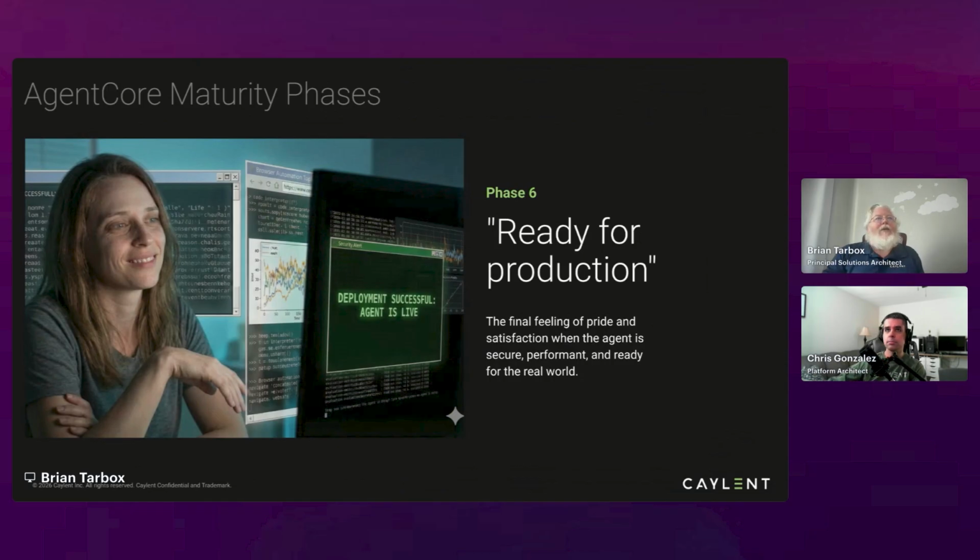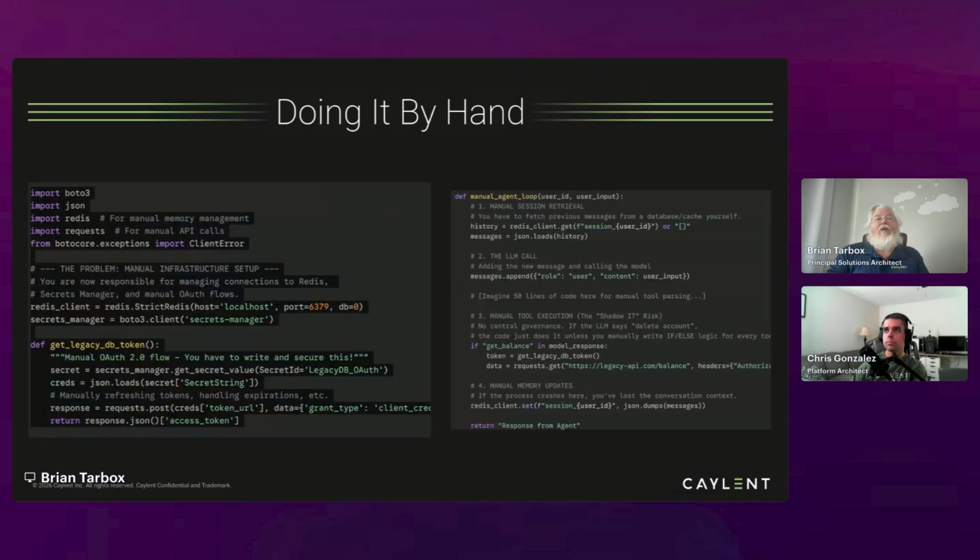You have some happiness. Maybe you had time to have another cup of coffee, and things are good. And we very often go through all these phases, but at least when we're going through these phases, AgentCore gives us tools to help along the way. Now, before we had AgentCore, you had to do all this manual stuff. And Chris, maybe you can comment on how much fun this kind of code is.